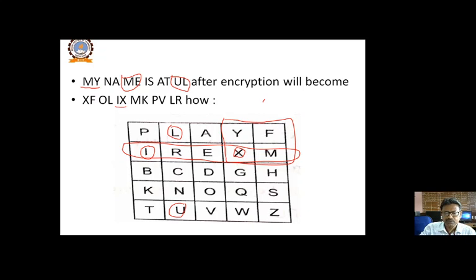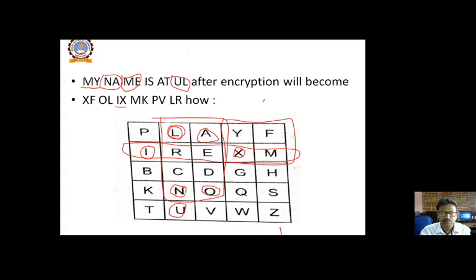Let us take another example. Let us take an example of NA. Where is N? N is here and A is here. Different row, different column. So what we will do, we will frame a rectangle. In this rectangle, N will be replaced by the same row but the corner element of the rectangle. And A will be replaced by the same row but the corner element of the rectangle, that is L. So N will be replaced by O and A will be replaced by L.